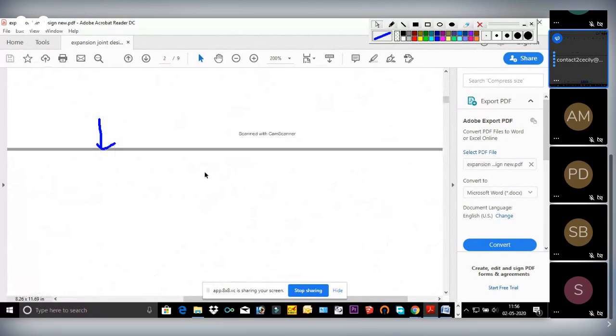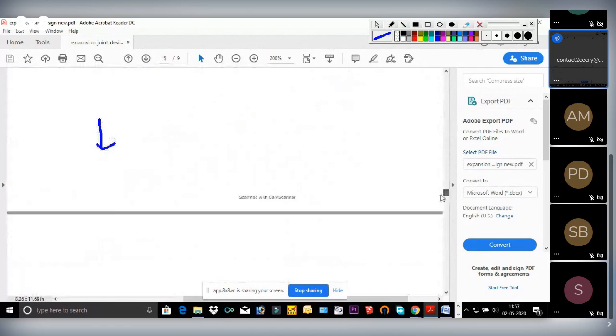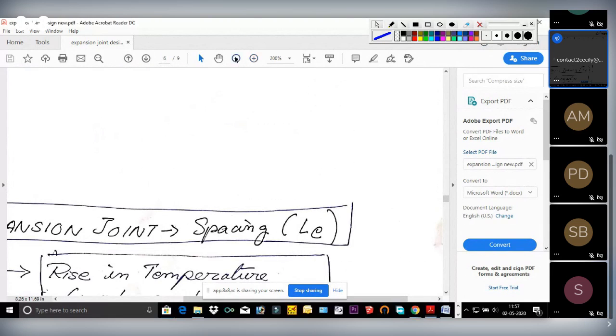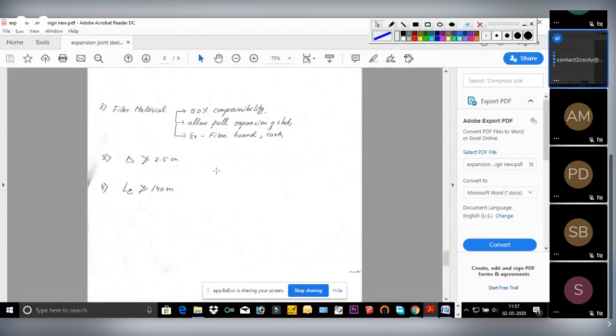So what are the other recommendations? The other recommendations are that filler materials are 50% compressible, allowing full expansion of the slab. What are the materials that were used? Fiber boards and all. Now, what is the delta value? Delta is the expansion joint gap width.